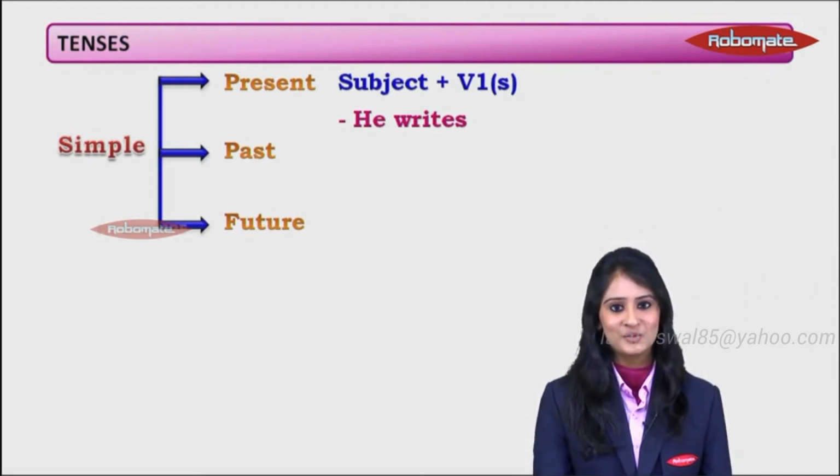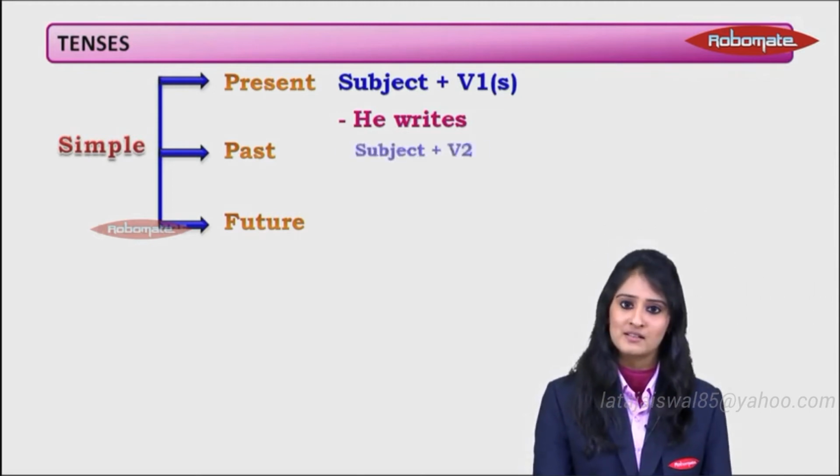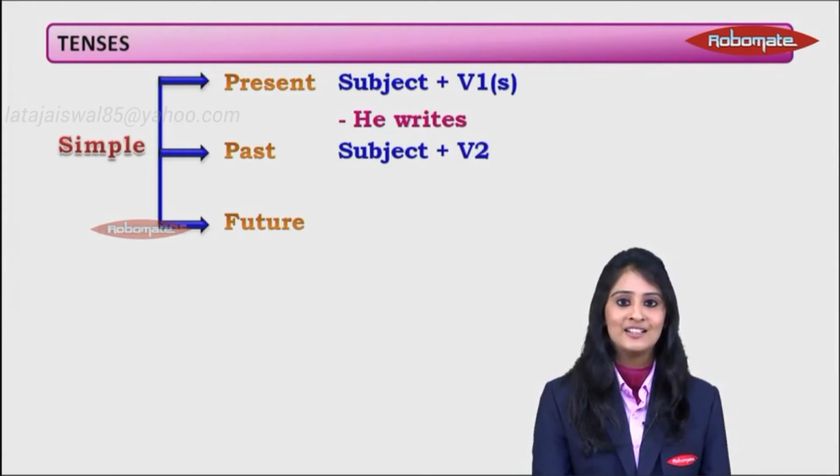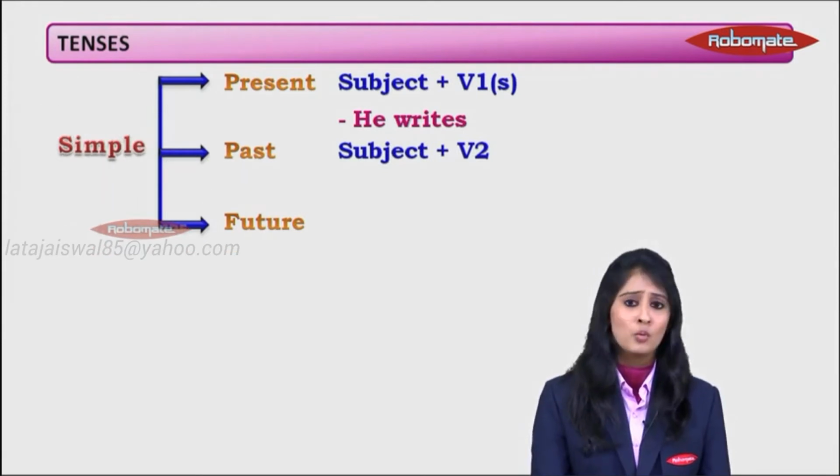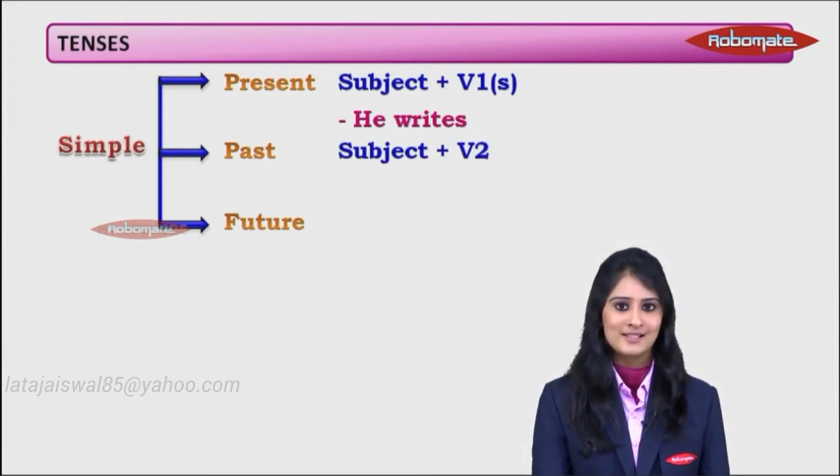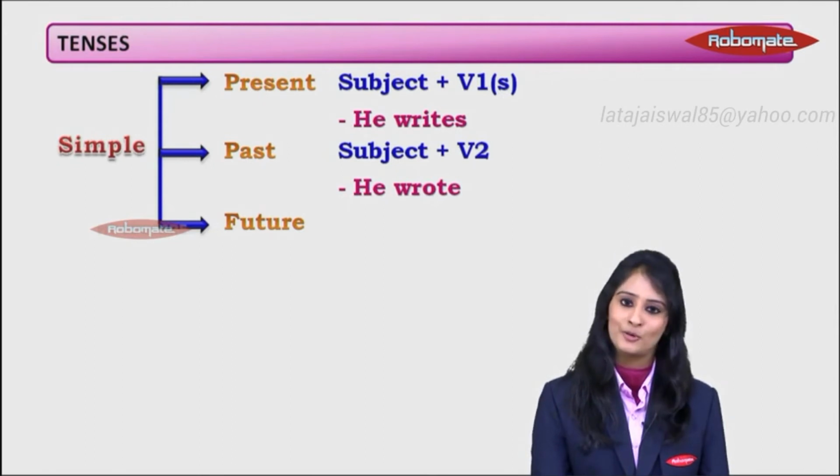Let's take a look at the next one. The formation of simple past. Subject and V2. V2 means the past form. What is the past of write? Yes, wrote. So my answer becomes he wrote.